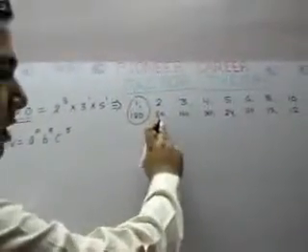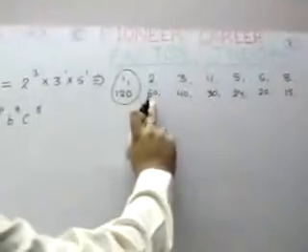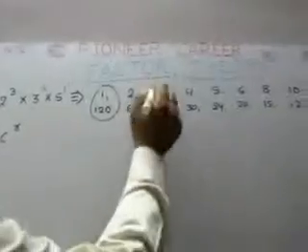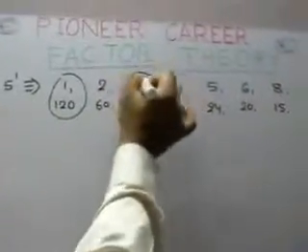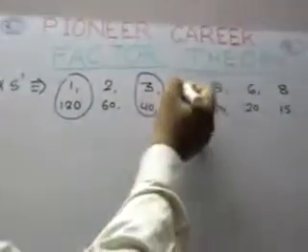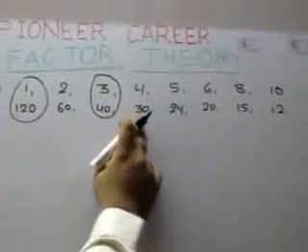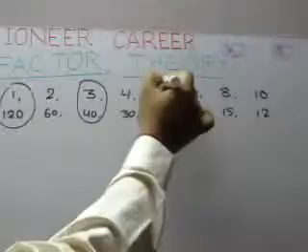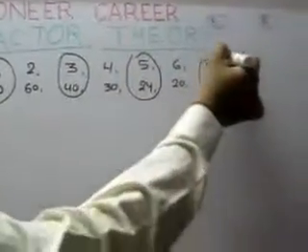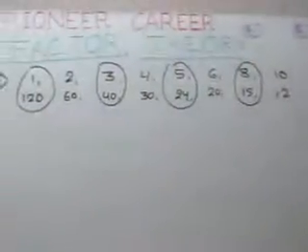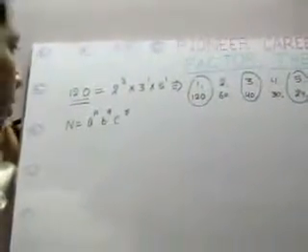2 and 60 HCF is 2, so we cannot take this pair. But 3 and 40 HCF is 1 and 3 into 40 is 120. 4 into 30, 4 and 30 HCF is 2, so we can't take this pair. 5 and 24, and 8 and 15. So in 4 ways we can write down 120 as a product of two of its co-prime factors.